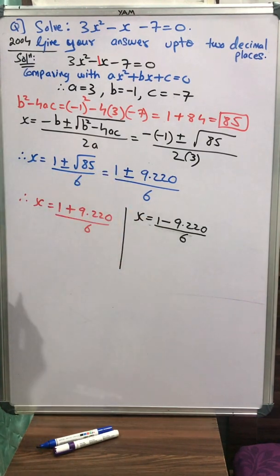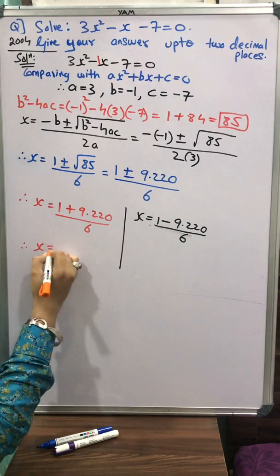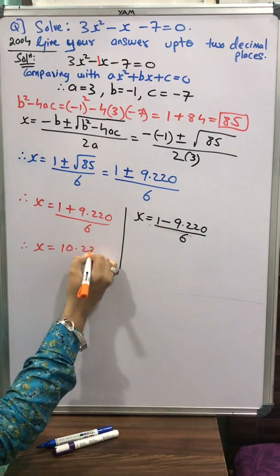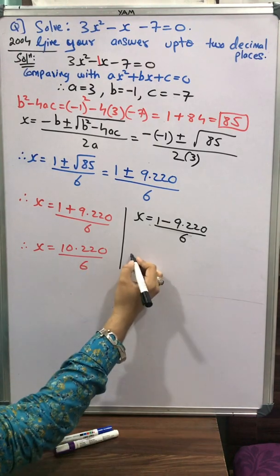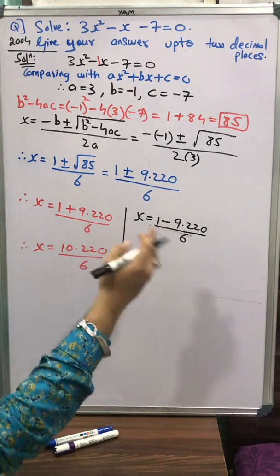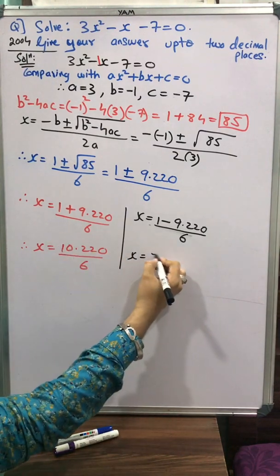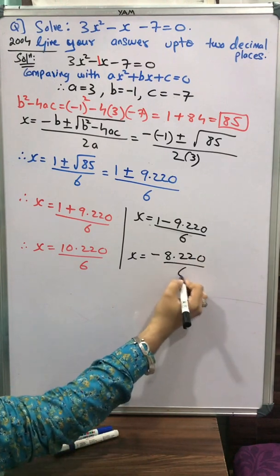Great. Now let's do it, students. Over here it will be, therefore x is equal to 1 plus 9.220. It's nothing but 10.220 the whole upon 6. And on the right hand side it will be x is equal to 1 minus 9.220. So of course the answer will be in minus, 8.220 the whole upon 6.